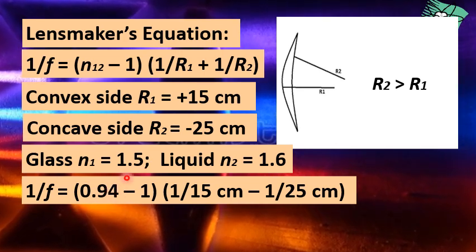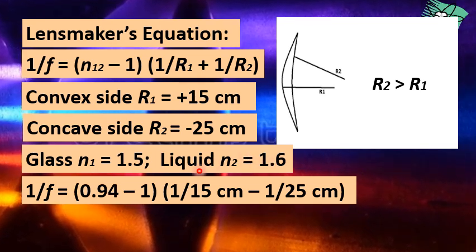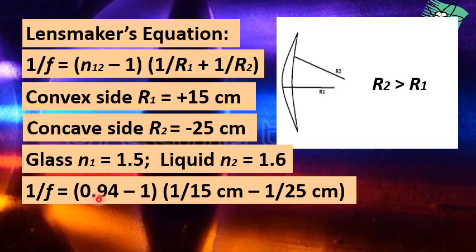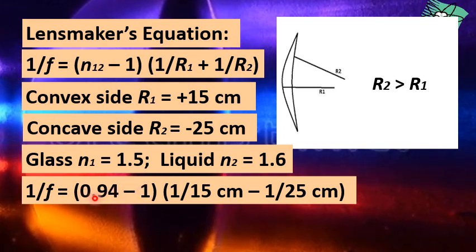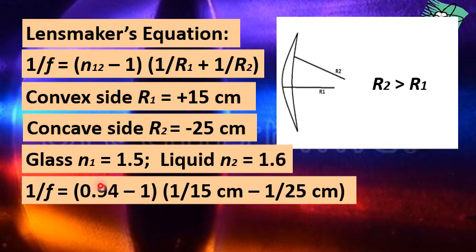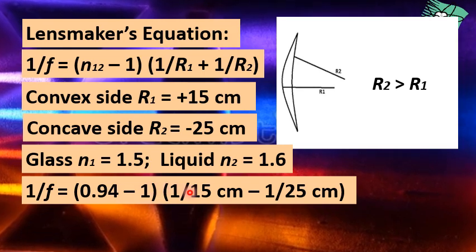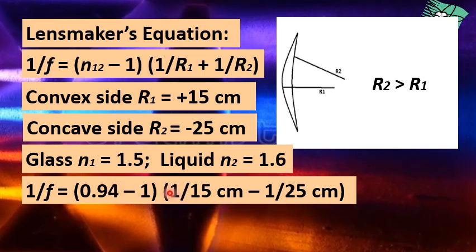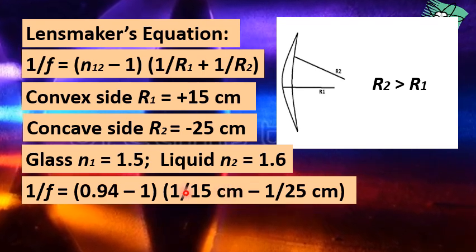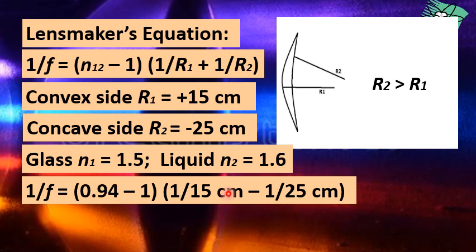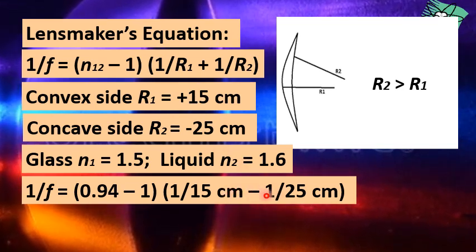0.94 is obtained by dividing 1.5 by 1.6, right? So that's 0.94. And we will be subtracting 1 from 0.94. So this will actually become a negative number. Then, that will be multiplied by 1 over 15 centimeters. This is the reciprocal of R1, all right, minus the reciprocal of R2, all right.